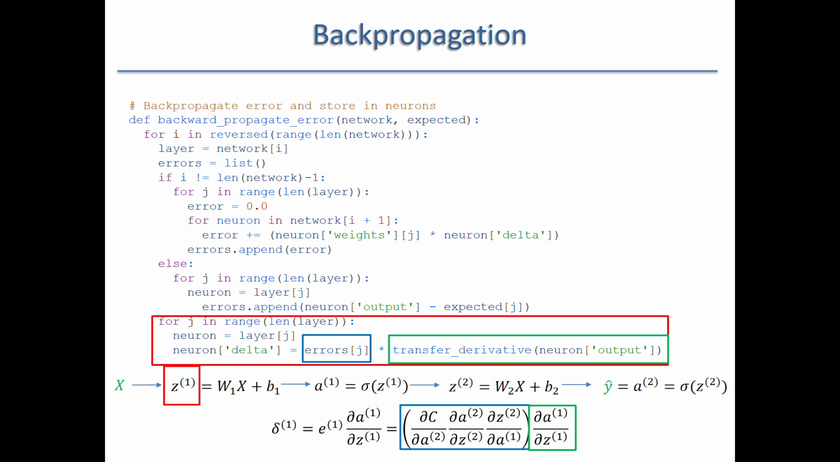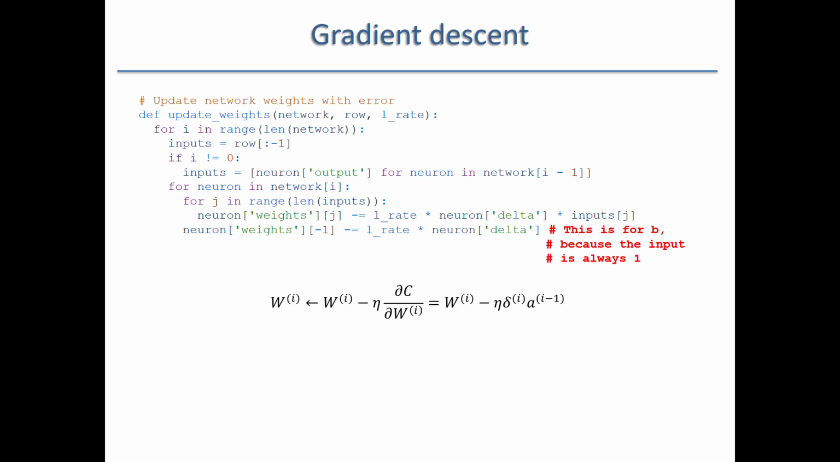Then you update again. So these errors is this vector here, you have it also there, and then the derivative of A with respect to Z. So it is this derivative of the transfer function, this activation function, the nonlinear part, evaluated at the output, evaluated at A1. And so that's it. And then you have to update the weights.